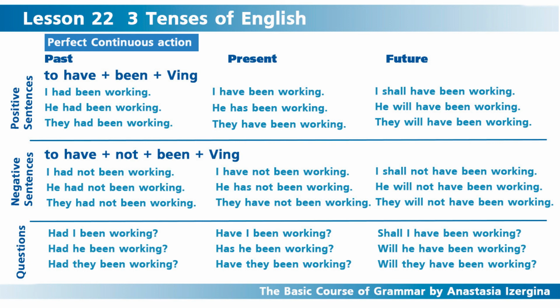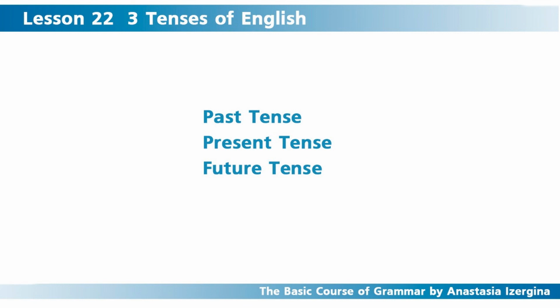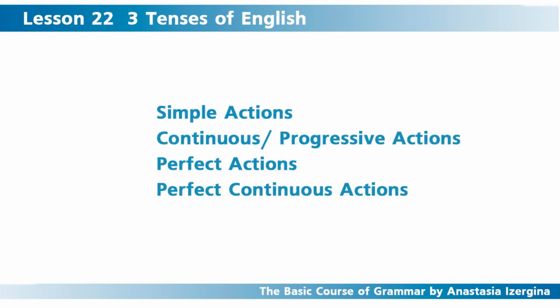Here we are done with the review of the system of English tenses. Back to the question, how many tenses do we have in English? Only 3. And we have 4 types of actions. So we have 3 tenses and 4 types of actions, and that means each type of action can be used for past, for present, and for future tense. That way we have a lot of ways to make our sentence depending on what we want to say. Do we want to mention the process or the result of action or just the fact of action?